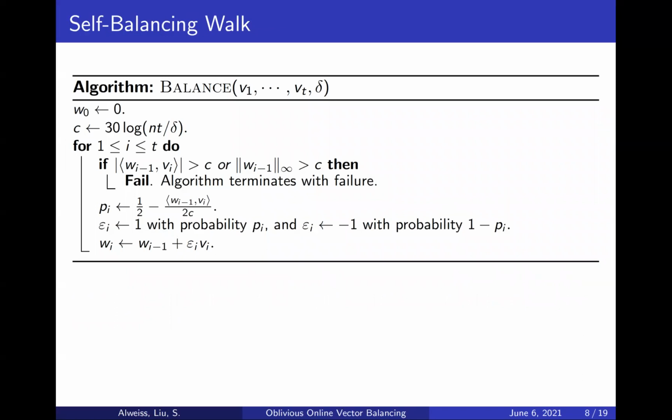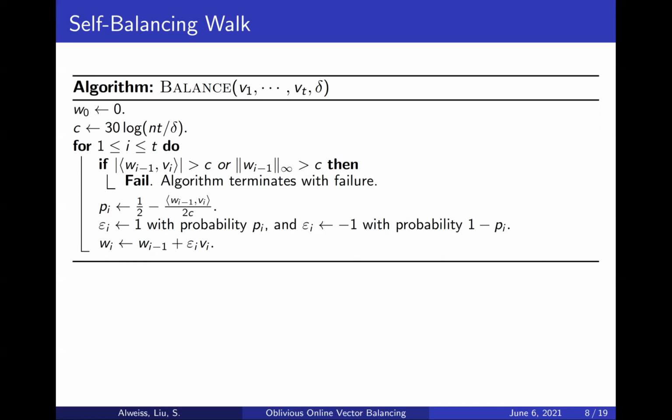So your initial point is 0, and you set some constant c, which is going to be log nt over delta, some logarithmic constant. Now, at every time step, you say, okay, if the inner product with the next vector is too large or my L infinity norm is already large, I have to fail. Otherwise, you take pi to be 1/2 minus the inner product of your current partial sum and your new vector, divided by 2c. And you assign the sign 1 with probability pi and the sign -1 with the remaining probability.